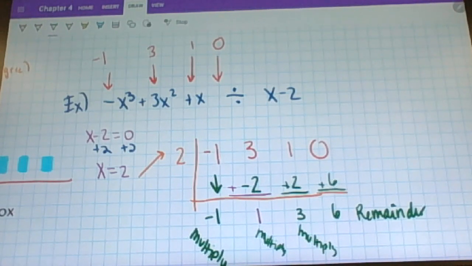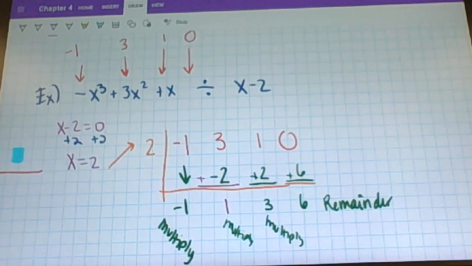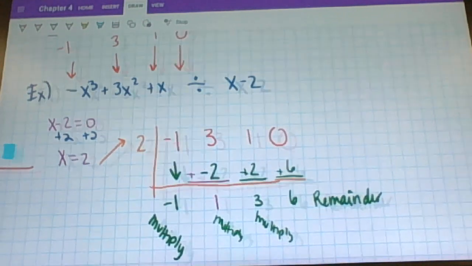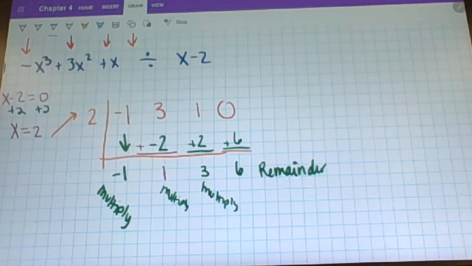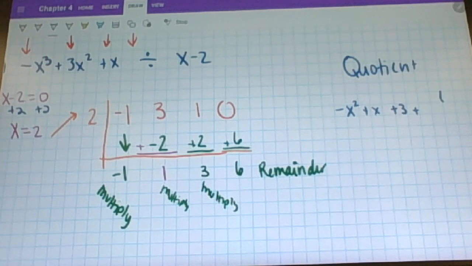My last number is a 6, that's the remainder. I like this one. But wait, there's one more little thing here. You have to figure out how to write the answer. Because I'm not just looking for the remainder, I'm looking for the entire quotient. So the quotient is -x² plus x plus 3 plus 6 all over x minus 2.